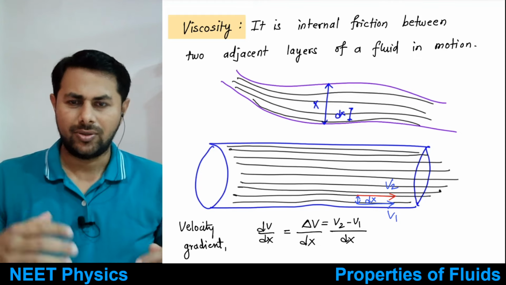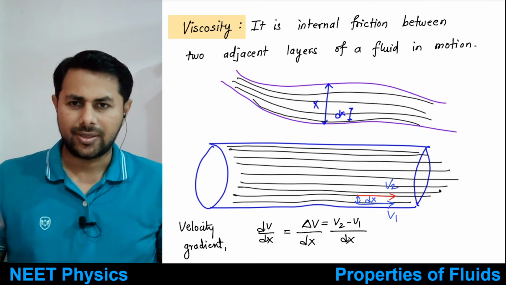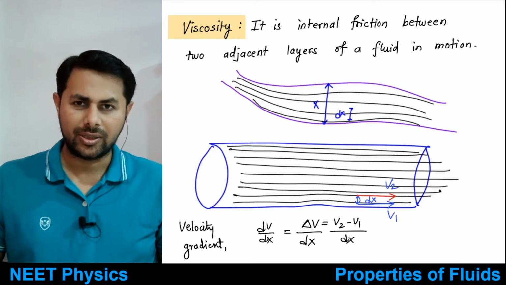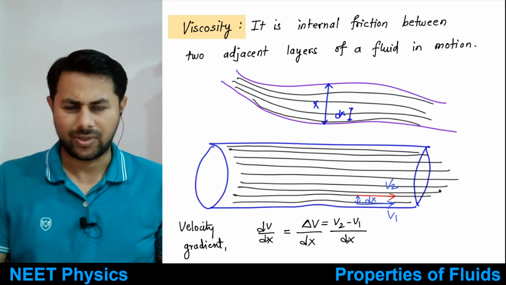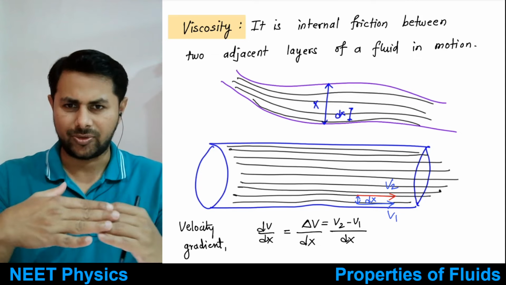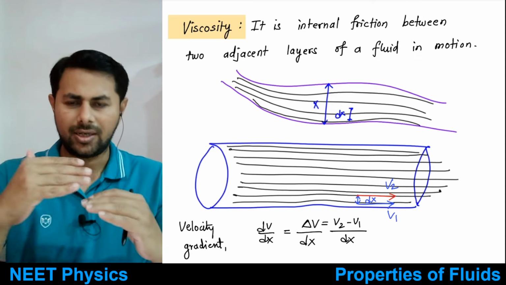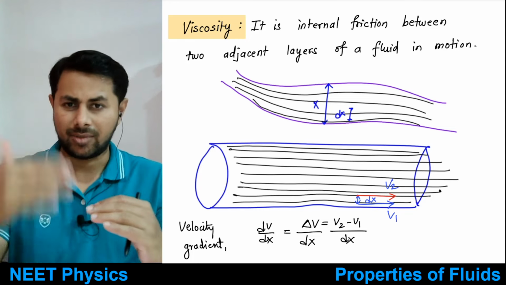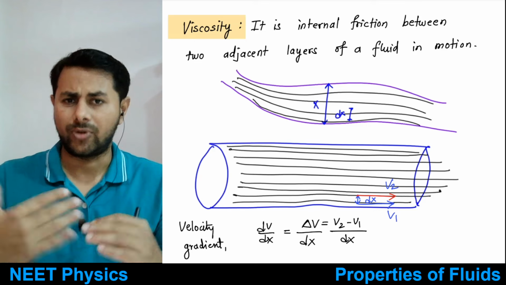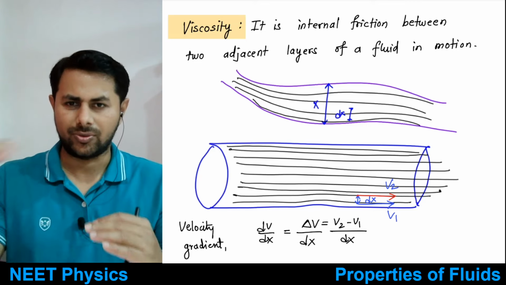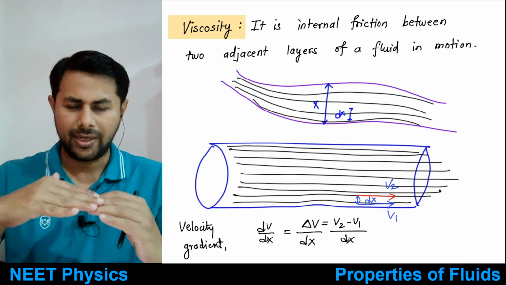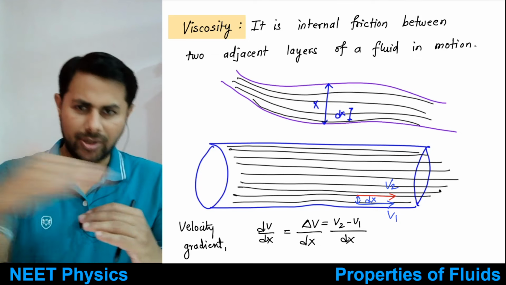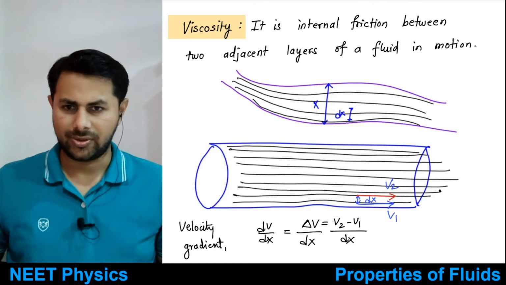So therefore the layer at the bottom will move with the least possible velocity. Then the layer above that will move with a little bit higher velocity. Then the layer above that will move with even higher velocity, and so on and so forth. The layer at the top will have the highest velocity. Okay, is this thing clear?